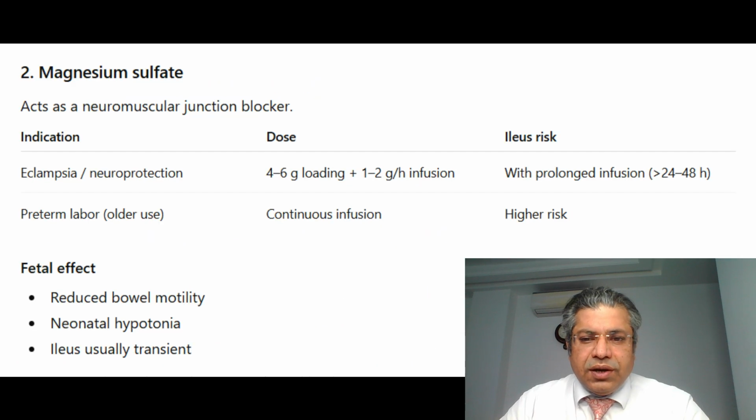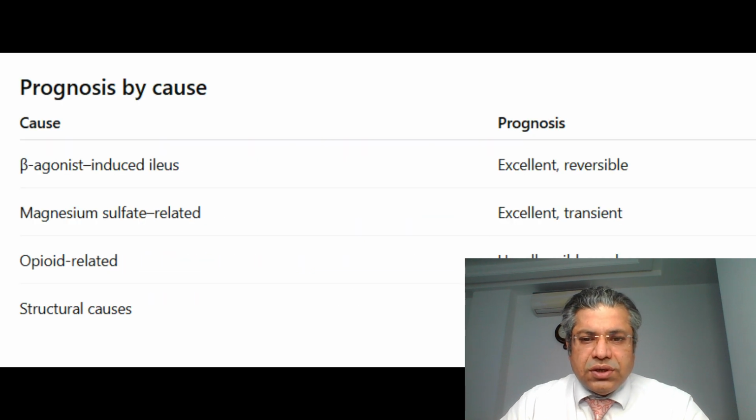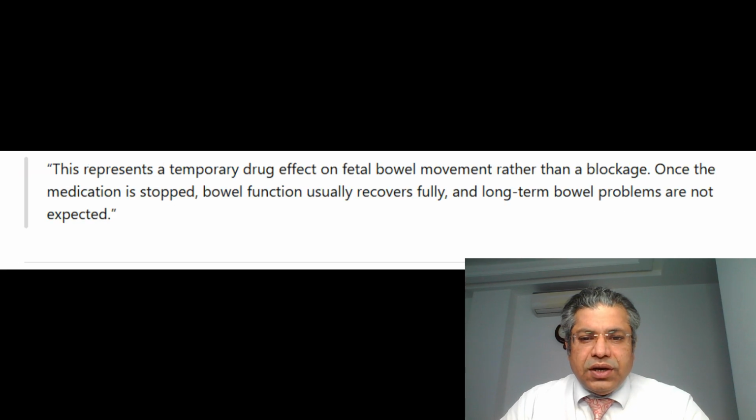So 20 to 30 milligram per day, and magnesium sulfate can also lead to this if given for a prolonged period. So the drug dosage is the exposure, and the duration is more important. So a beta agonist is the cause, and we identified it to be reversible. Fetal medicine is just like a jigsaw puzzle. There are a lot of differentials, and whatever finding is available on the ultrasound, we have to solve that puzzle, right?